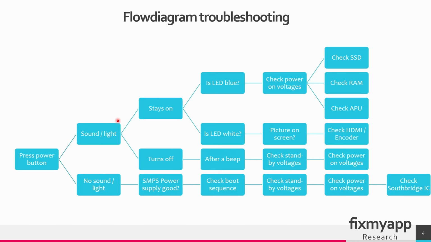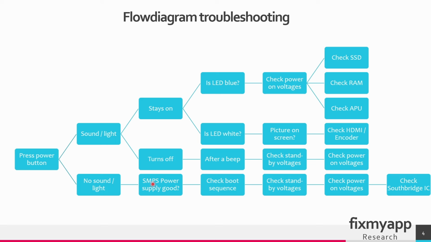This is a troubleshooting flow diagram that I use for the PlayStation 4. This is just a generic flow diagram, so I made it myself. Here you can see the most common problems that are occurring on the PlayStation 4, also the PlayStation 5. When you press the power button, there are two conditions. You have nothing, so no sound or no light, or you have some sound and some beeping sound.